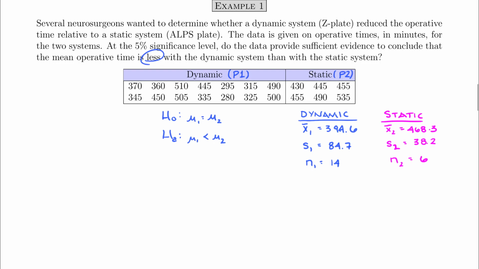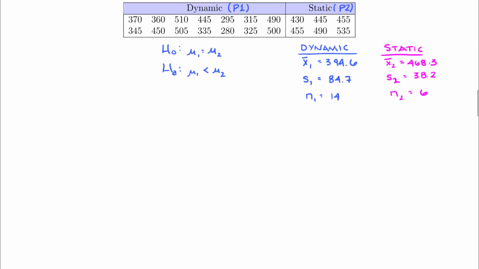So at this point, we have everything we need to conduct this hypothesis test based on the information provided. So we need to compute a couple of other things now using the formulas that we have. We also need to indicate that our alpha is 0.05.